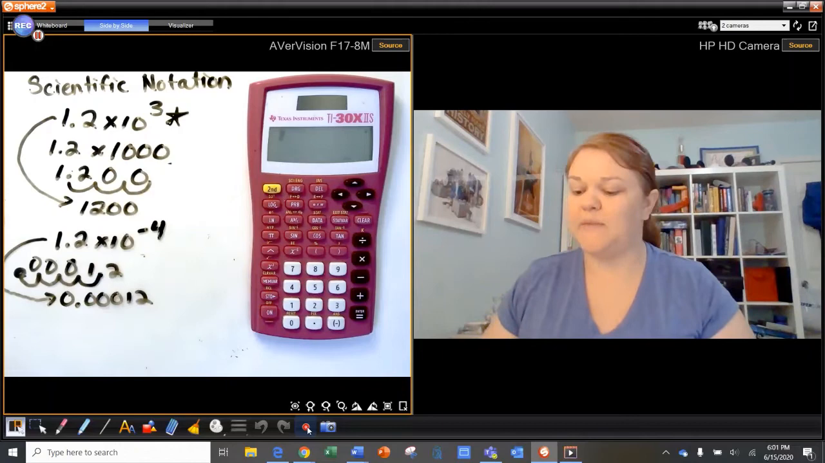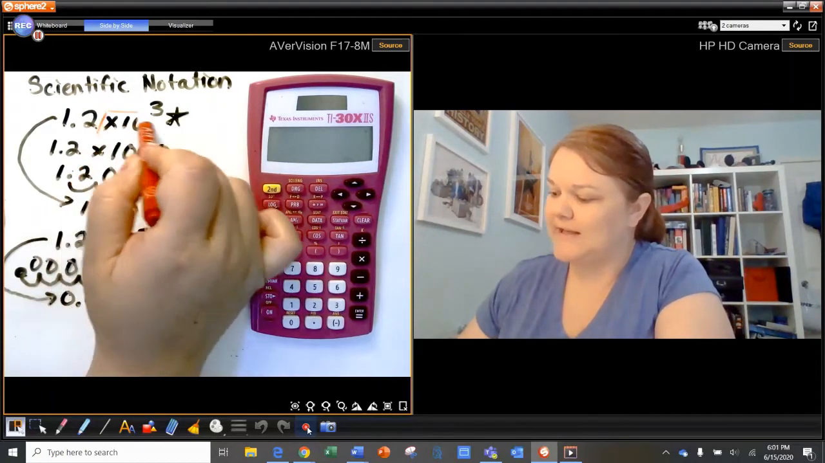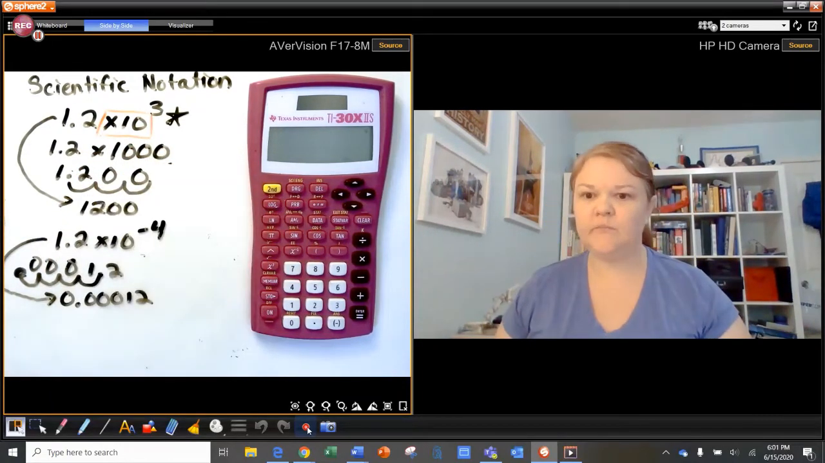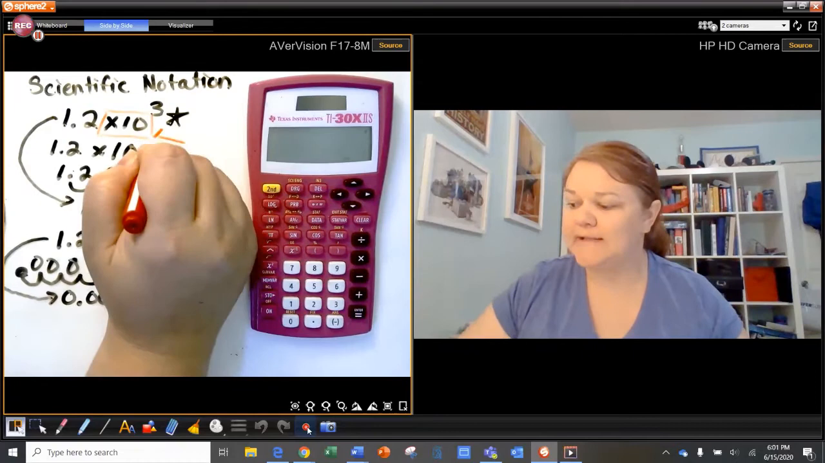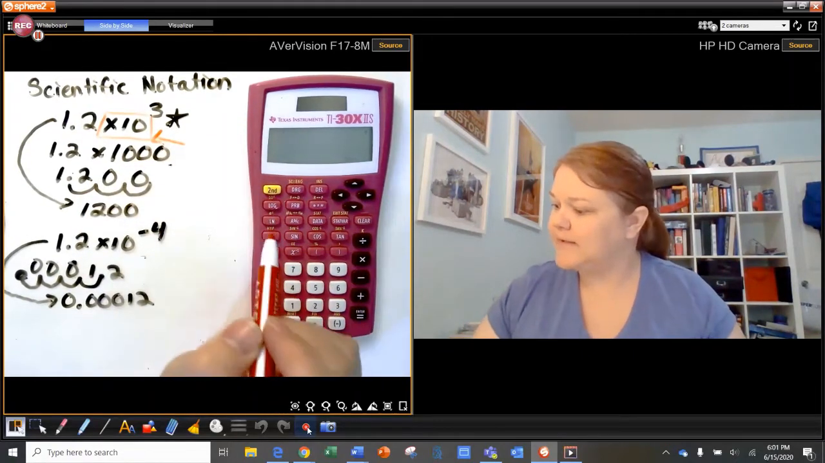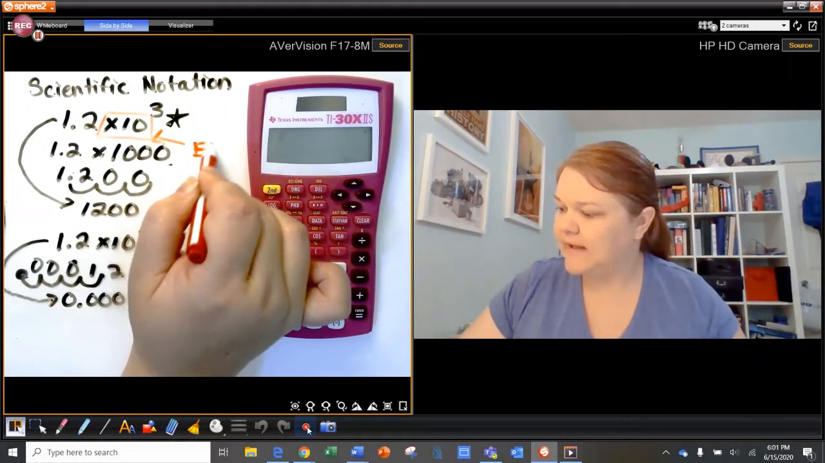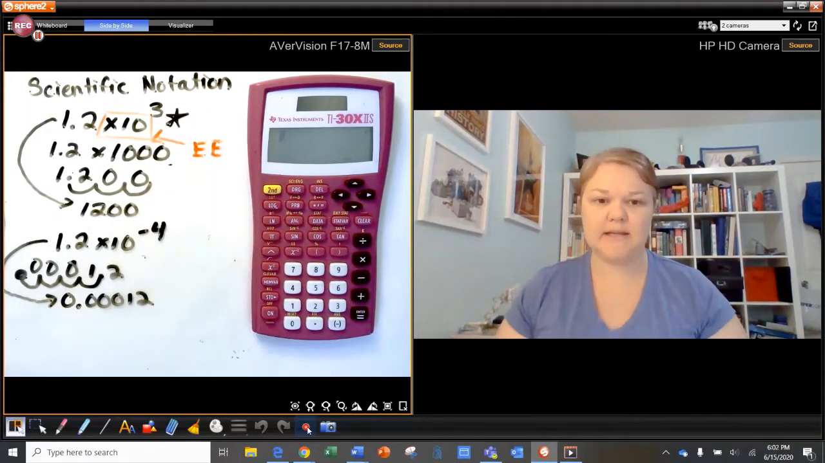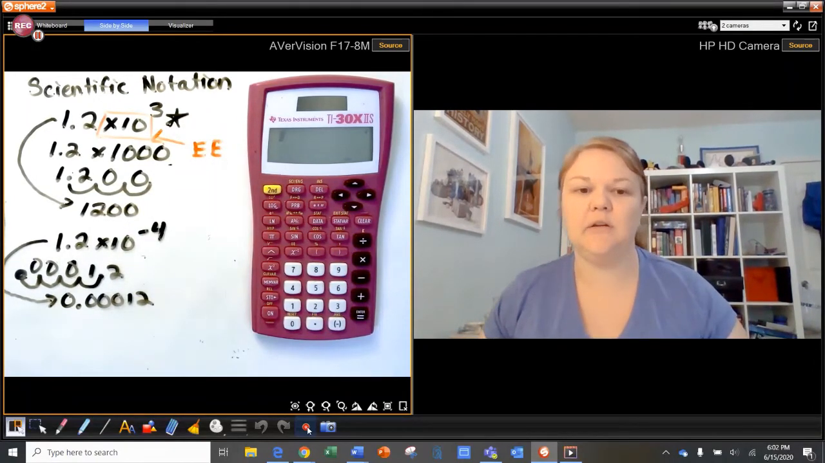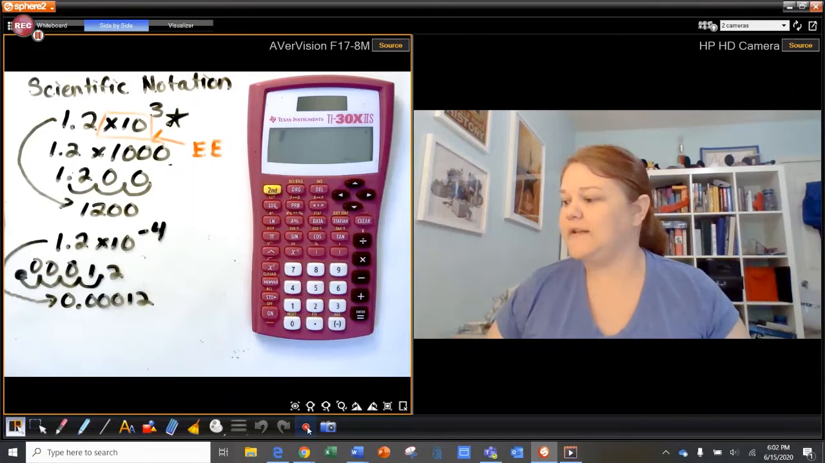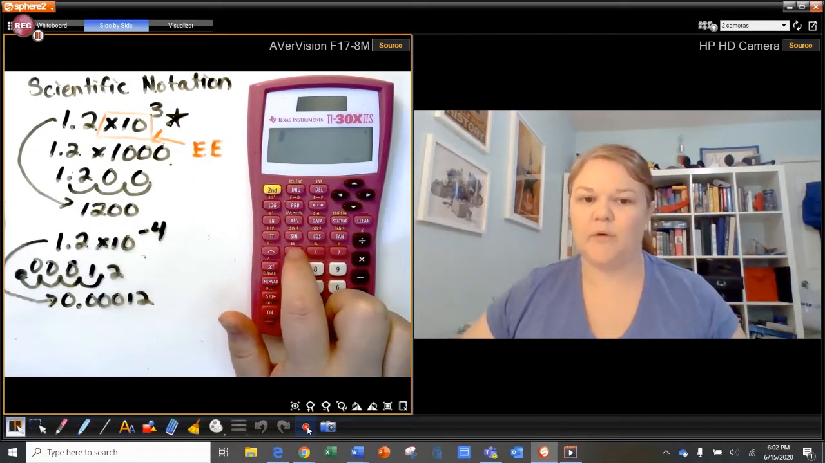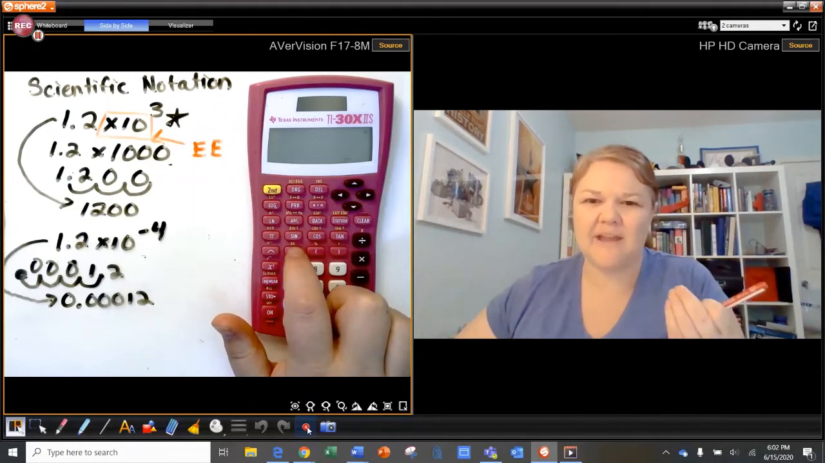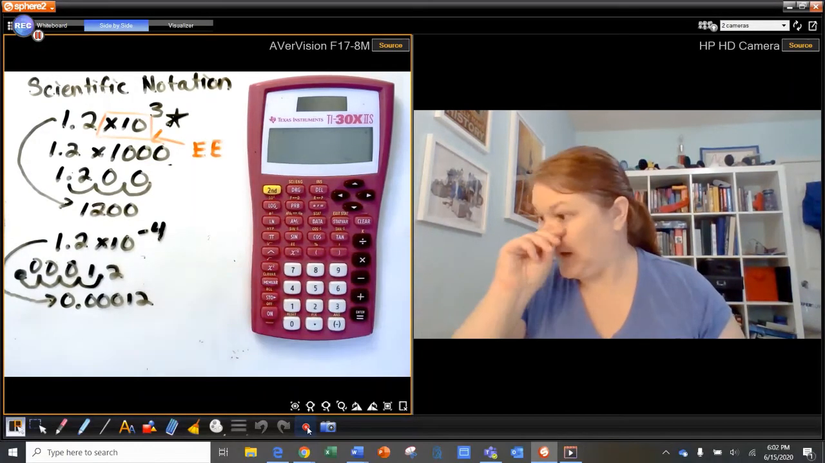We're going to use a special button to represent this part right here. So the only numbers we're typing are this 1.2 and this 3. What's going to take the place of this part is the symbol EE. So you might take a second and try to find that on your calculator. But where you'll find it is right here. So not this button, x to the -1, but right above it, written on the calculator itself. So how do we use that?